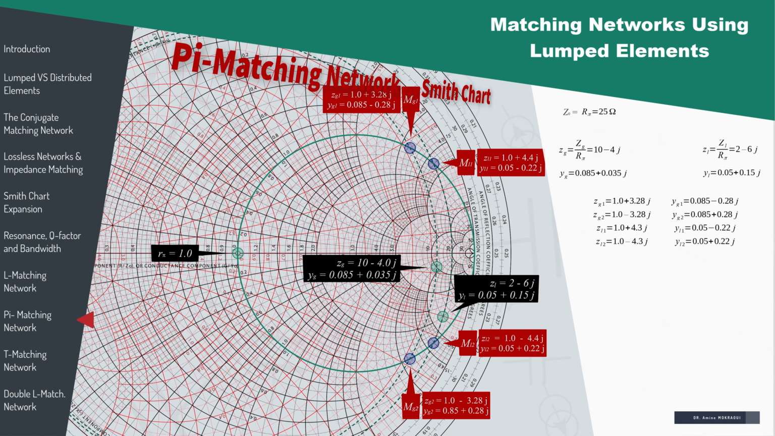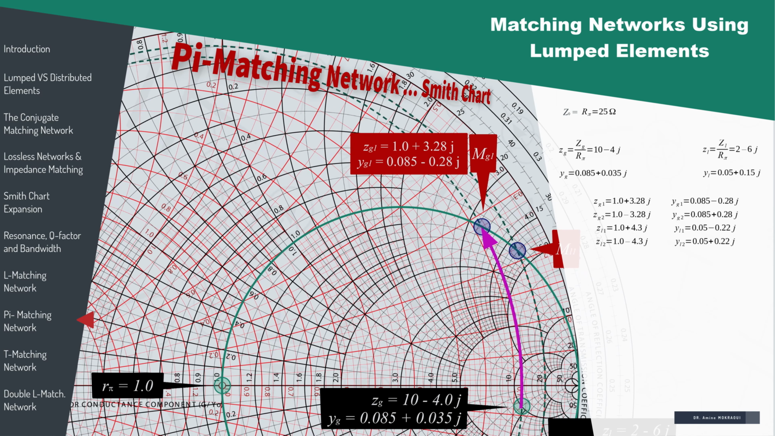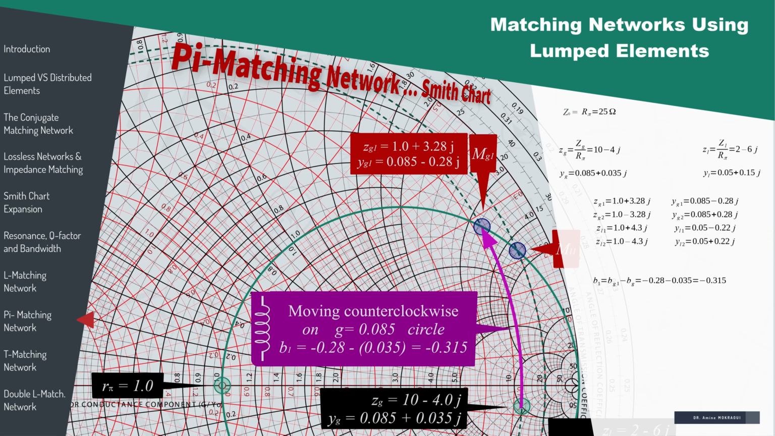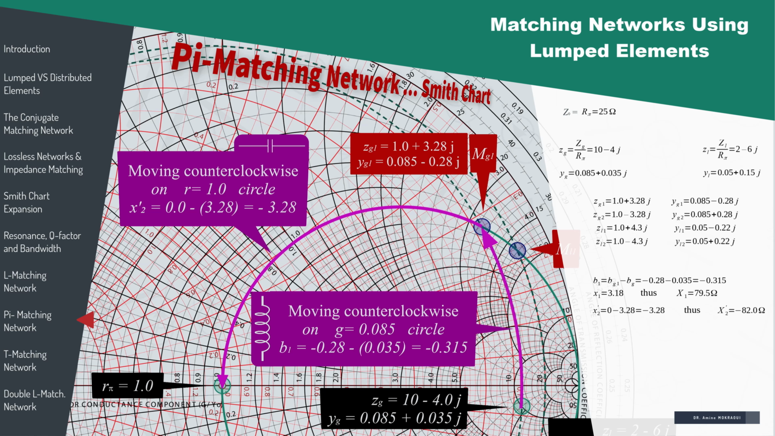To design the left subcircuit first solution, we have to move from Zg to the center of the Smith chart. The first step consists of walking in the counterclockwise direction from Zg to Mg1 on the G equals 0.085 circle. Thus, we add an inductor whose susceptance is B1 equals Bg1 minus Bg equals minus 0.315, which corresponds to a reactance X1 equals 3.18. Thus, uppercase X1 equals 79.5 ohm. Afterwards, we move in the counterclockwise direction from Mg1 to the center of the abacus on the unity circle. Thus, we add a capacitor whose reactance is X'2 equals 0 minus 3.28, which is equal to minus 3.28.